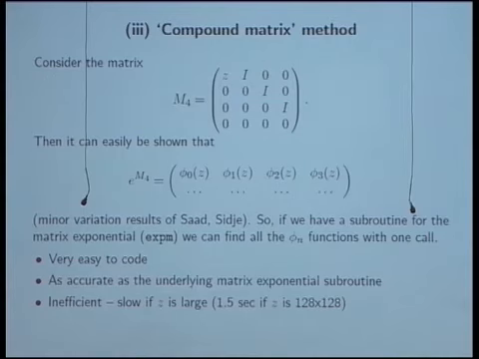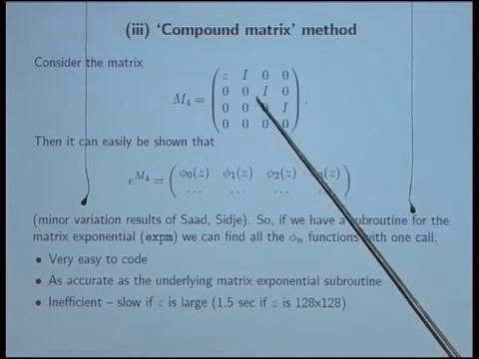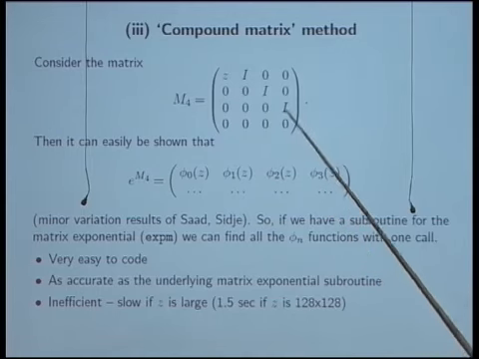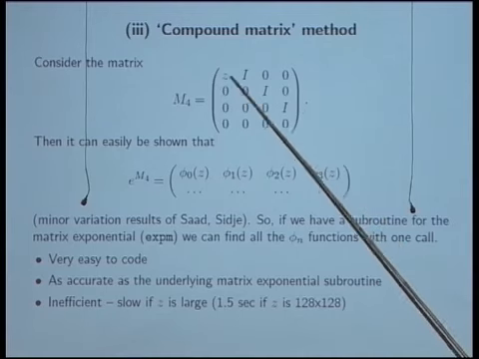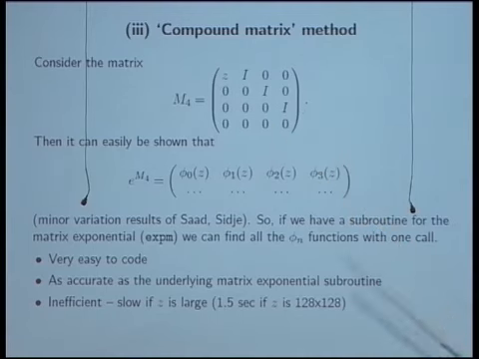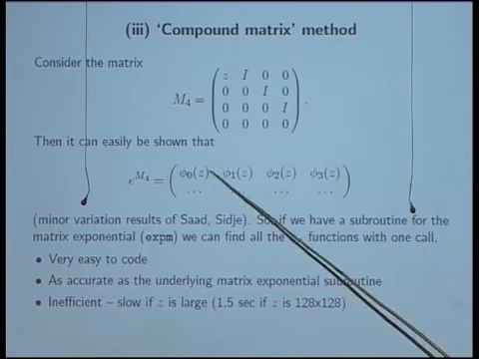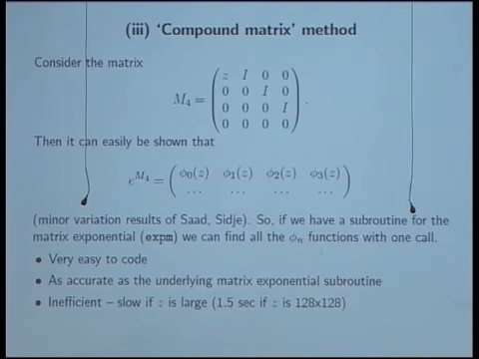If we construct a compound matrix, so think of either z as being a matrix and I as being the identity, or z as just being a number and I as being 1. If we take the matrix exponential of this matrix, then the top row just gives us these functions, phi 0, phi 1, phi 2, and phi 3.